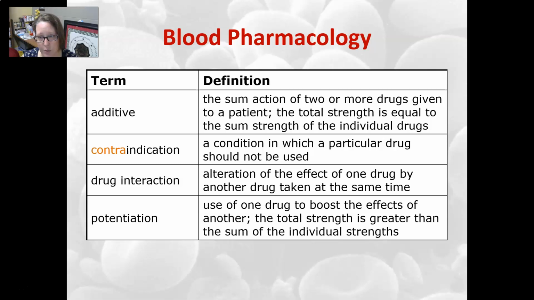Contraindication is a condition in which a particular drug should not be used. A drug interaction is the alteration of the effect of one drug by another drug that's taken at the same time. And potentiation is the use of one drug to boost the effects of another. The total strength is greater than the sum of the individual strengths, so it makes the effects stronger.